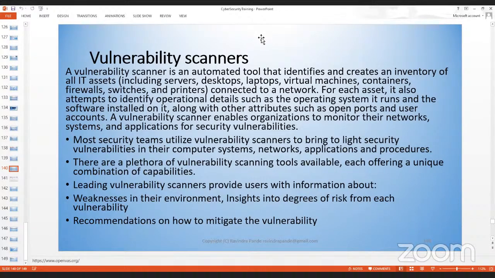Anybody having any question as of now as far as vulnerability scanners? I'm good. Are we good? Yes, sir.